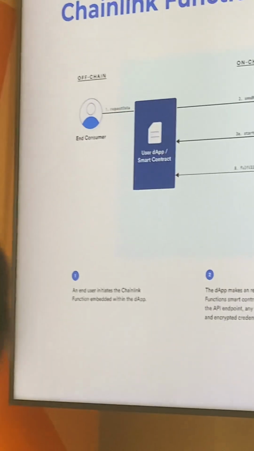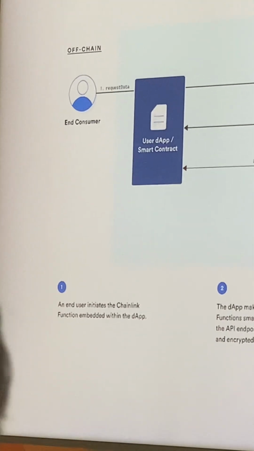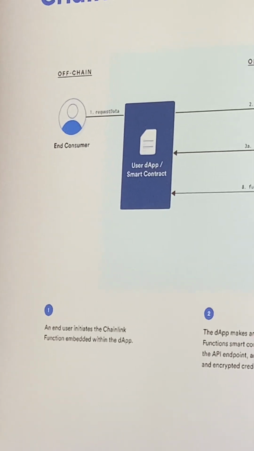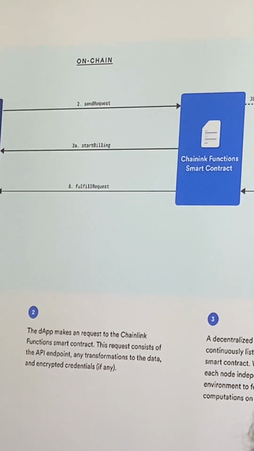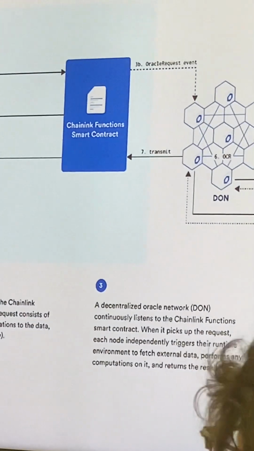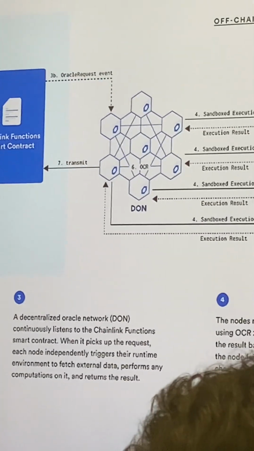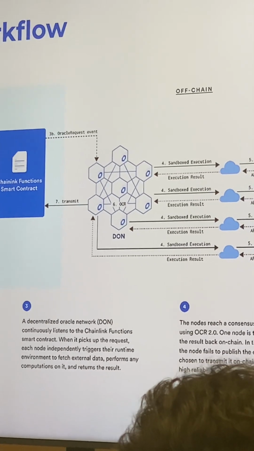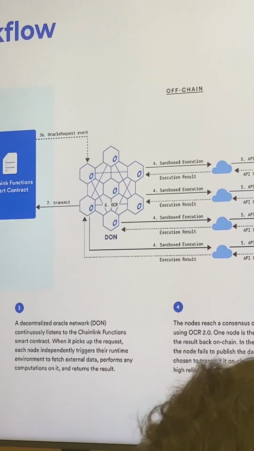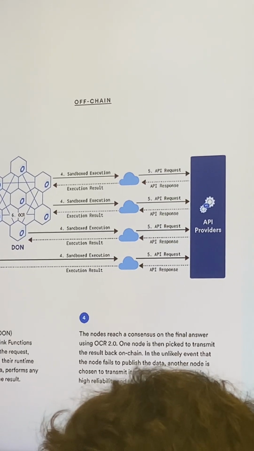Actually, we just imagine this event, and if this data is emitted in an event, the off-chain Oracle network will detect there is a request and fetch everything in this event, including a request in JavaScript, maybe. And in the decentralized Oracle network, every node will execute this request in its own environment and get the data or do a computation.